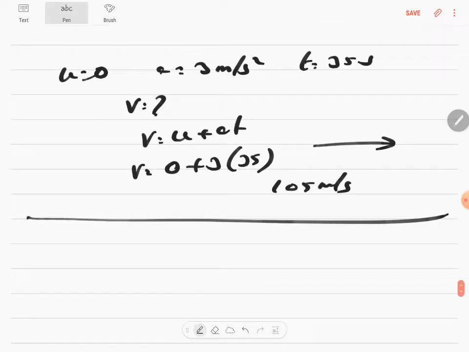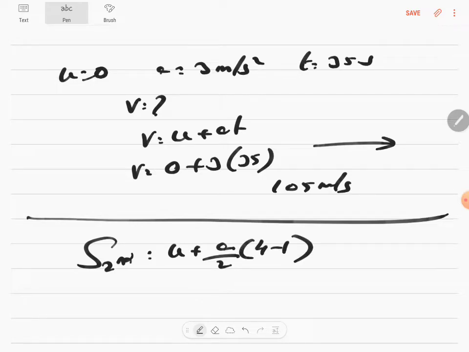A body covers 12 meters in 2 seconds. Sorry, not 2 seconds, the second. Two seconds would mean S2. This is the S-th second. Correct? Yes. What is the formula? u plus a by 2 into 2n minus 1, where n is 4, so 8 minus 1. And does the body start from rest? It doesn't say the body starts from rest. So I can't put u as 0.